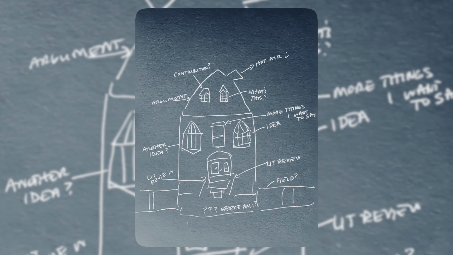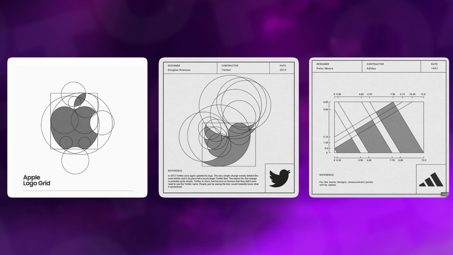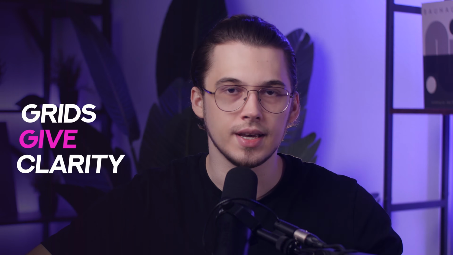Imagine building a house without a blueprint. Chances are you'd run into problems later on, and the grid is that blueprint for your logo design, helping you avoid those hiccups. Consider iconic logos like Apple, Twitter, or Adidas. They're not just randomly arranged, there's careful design math behind their harmony. And grids create consistency and balance, guiding your creative decisions to ensure everything has its rightful place. And here's the kicker: they help maintain clarity no matter the size or context in which the logo is used.